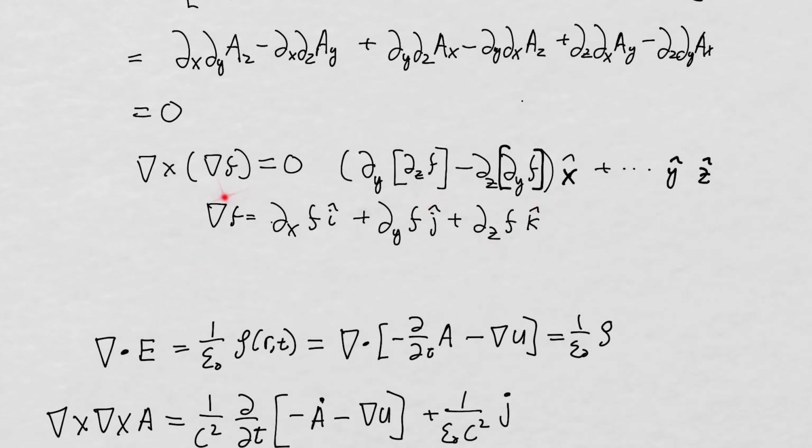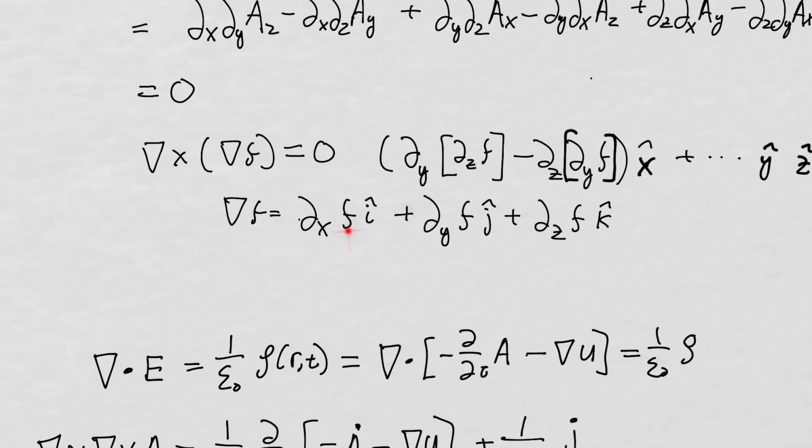And here's the definition, by the way, of the gradient. Sometimes I default to ijk. I don't know why I do that. It's confusing in this context, and I should be using x hat, y hat, z hat.